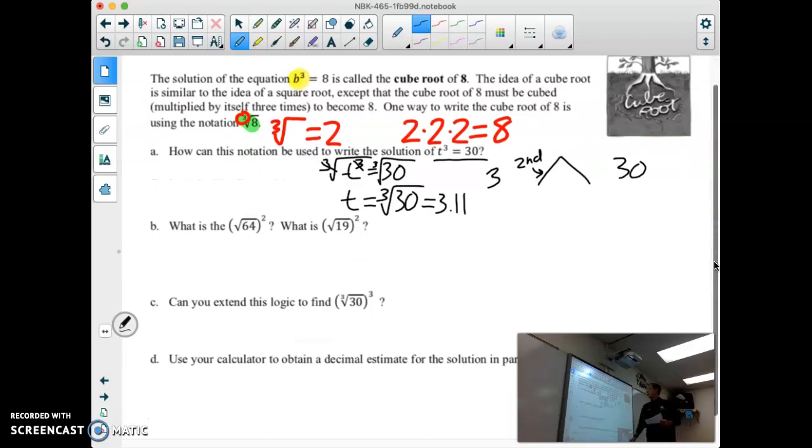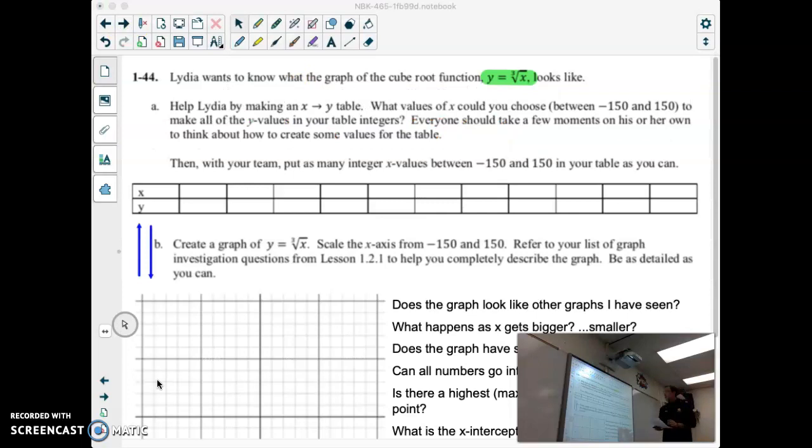All right, B, if we have the square root squared, those things cancel each other out. So here we're left with 64. This one, square root and the square cancel, so that's 19. In part C, I think we should be able to extend this logic to cube roots as well. If we have a cube root cubed, these are going to cancel, so we are just left with 30. Part D, we did up here already, plugging that into our calculators. All right, now we're looking at 144.